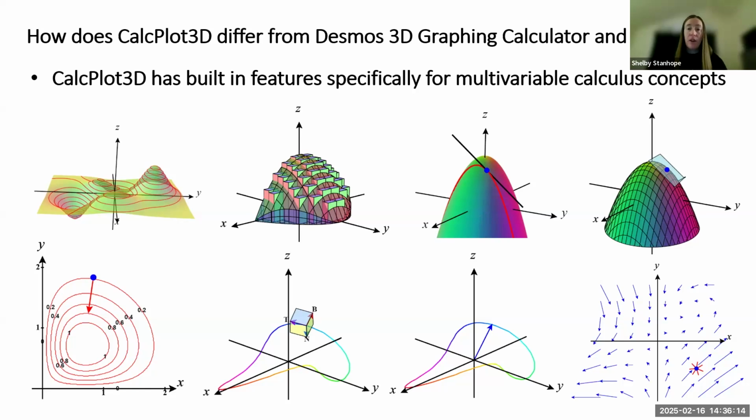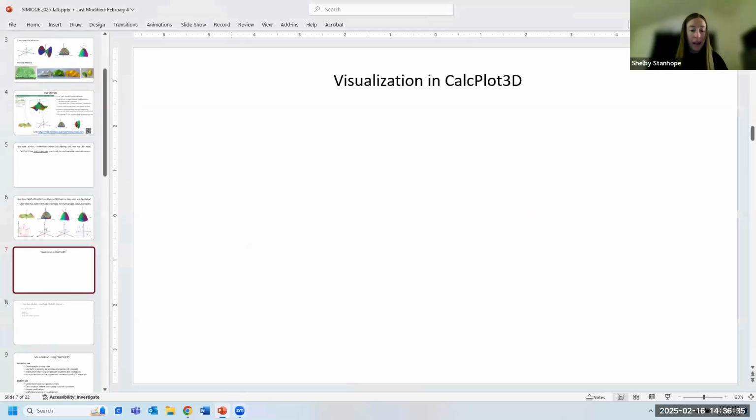Desmos 3D also has no STL file capabilities, and they're more limited in GeoGebra. So CalcPlot3D is a better program for 3D printing as well. Okay, so off to a live demonstration in CalcPlot3D. I just want to give you a feel for what it's like to use it for visualization.